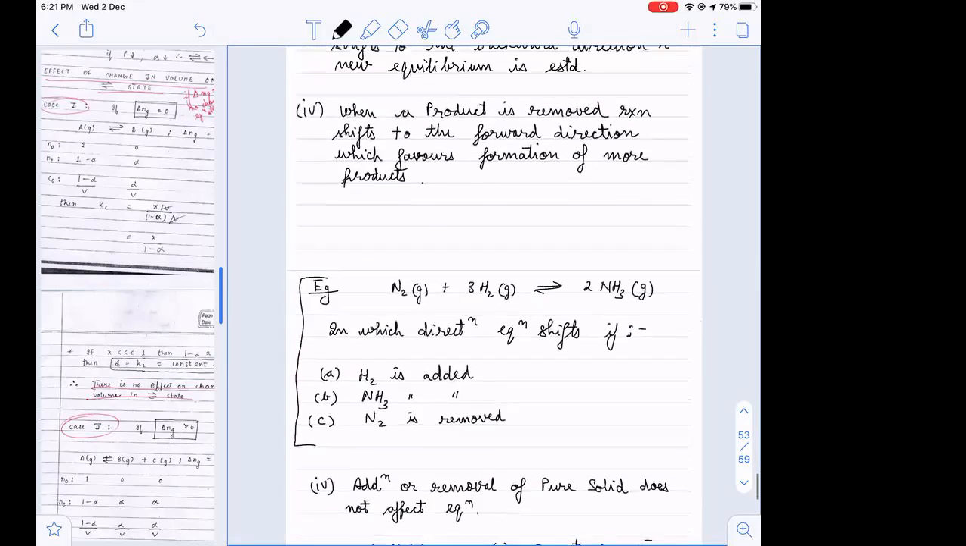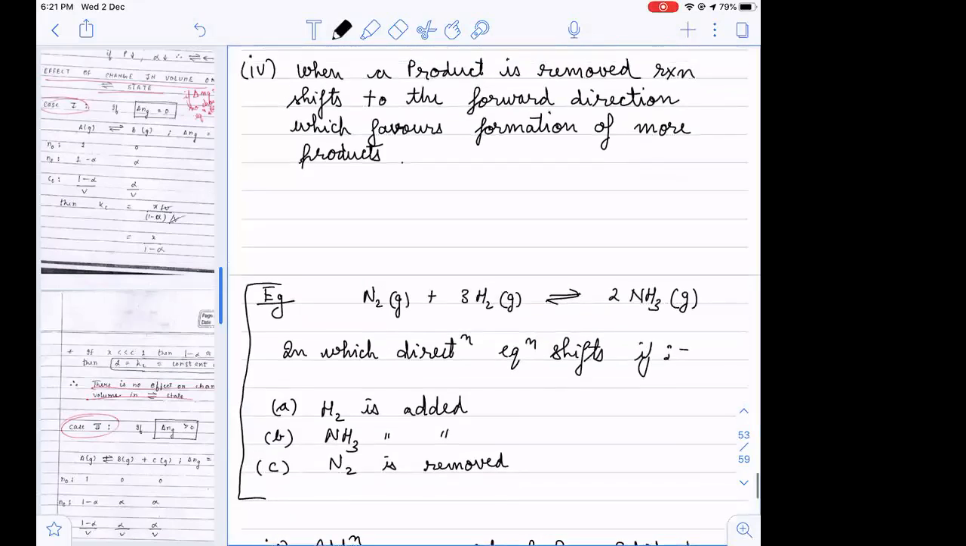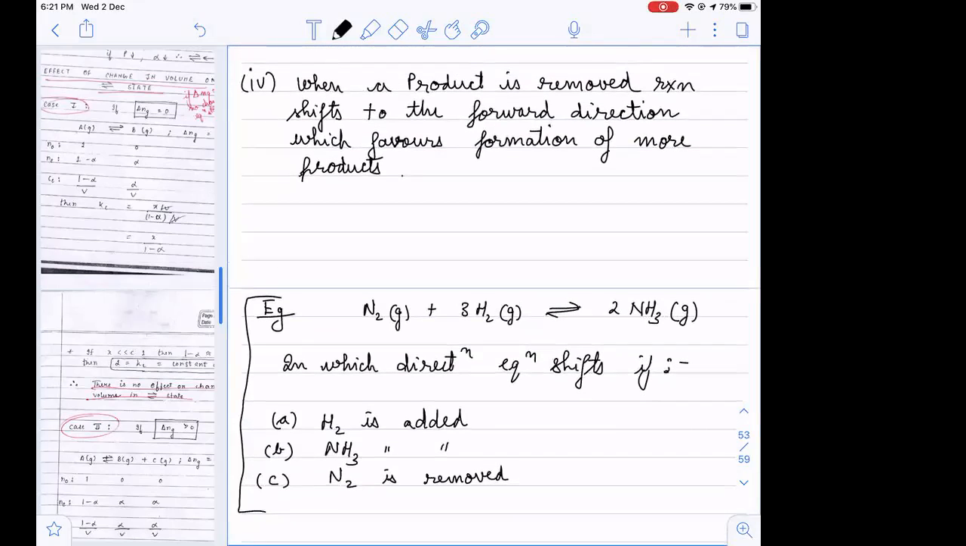Okay, here is a question for you. In this example, I have given you the example of Haber's process, which is N2 plus 3H2 gives 2NH3, production of ammonia. And I am asking you in which direction equilibrium shifts if A, B, and C happen. So let's see what happens when A is done, that is H2 is added. What do you think will happen? Direction of equilibrium shift?